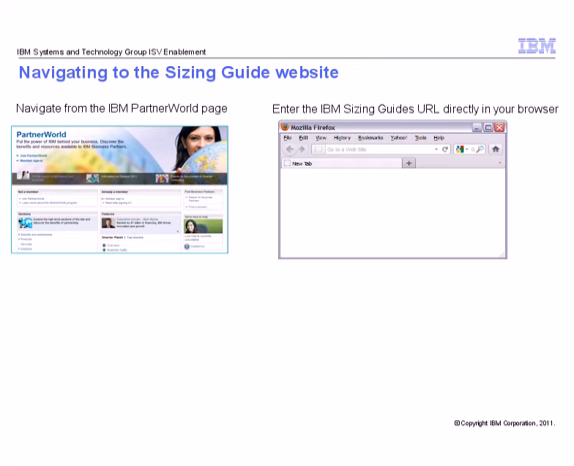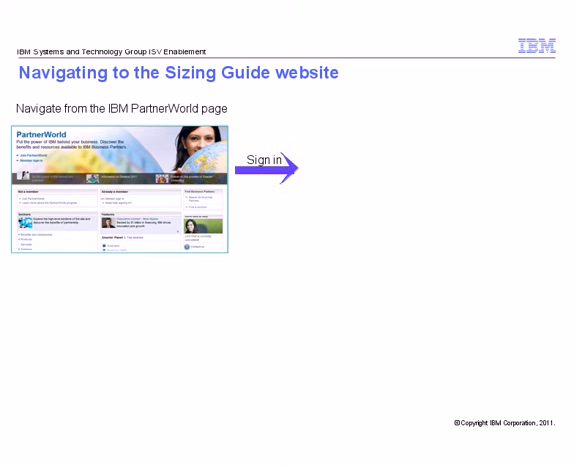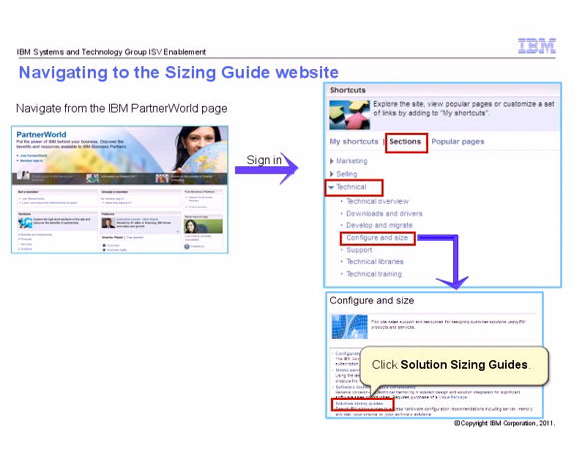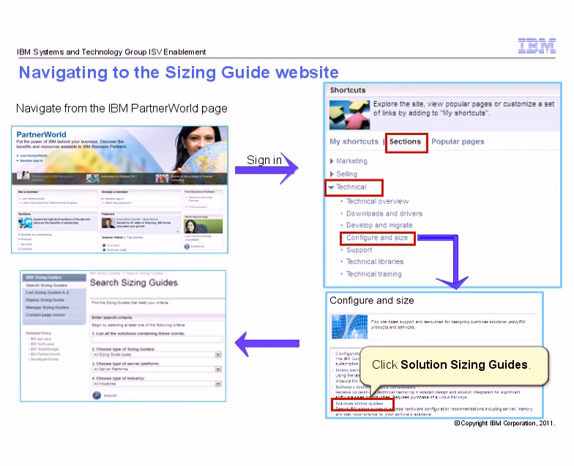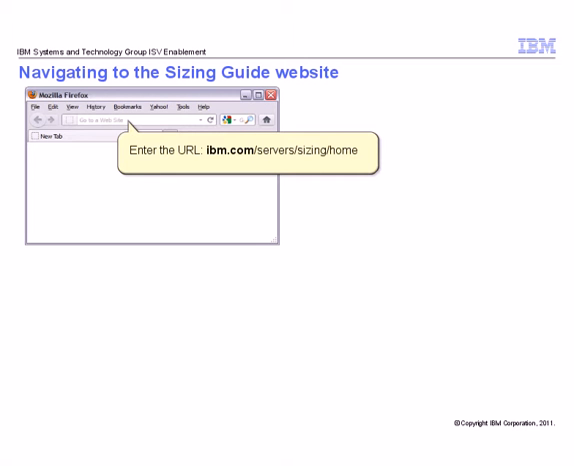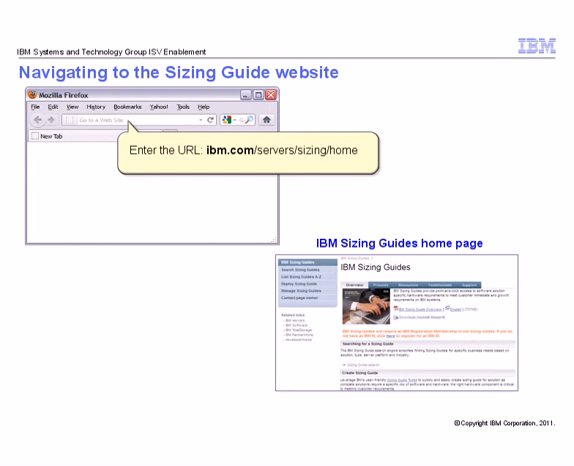To navigate from the IBM Partner World page, after signing in, under Sections, expand Technical, and then click Configure and Size. On the Configure and Size page, click Solution Sizing Guides. The Search Sizing Guides page is displayed. Alternatively, enter the URL ibm.com/servers/sizing/home on your browser to display the IBM Sizing Guide homepage.